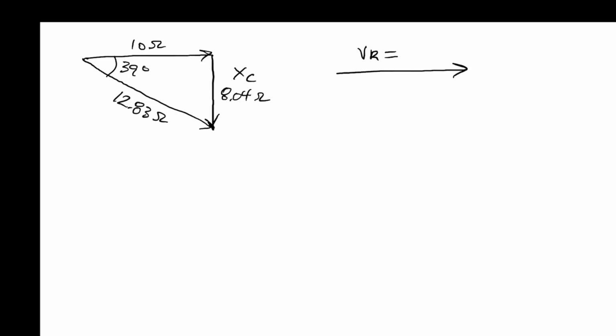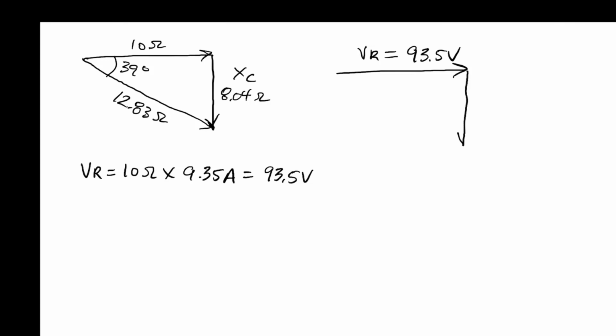So for VR then, VR is going to equal 10 ohms multiplied by our I total value. Our I total value was 9.35 amps, right? So we've got 93.5 volts for VR. Now what we need to do is figure out our VC value.